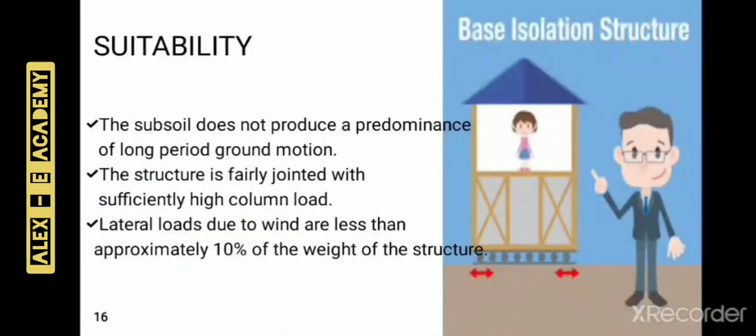Suitability of base isolation. The structure is fairly jointed with sufficiently high column load. The structure has 2 stories or more. The structure is fairly squat. Base isolation is most effective in structure on stiff soil and structure with low fundamental period, and least effective in structure on soft soil and structure in high fundamental period. Each project must be assessed individually and early in design phase to determine the suitability for seismic isolation.